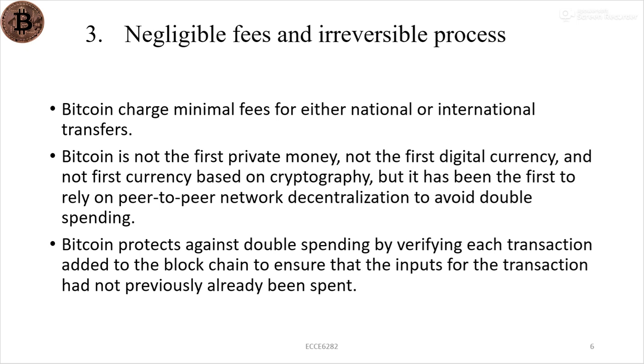Okay, how is double spending avoided by using Bitcoin? In Bitcoin, each and every transaction has to be first verified before adding it into the blockchain, so that we make sure that the input of the transaction had not already been spent. So it helps us to avoid double spending. How is double spending avoided? Because each and every transaction is verified before adding it into the distributed ledger or blockchain.